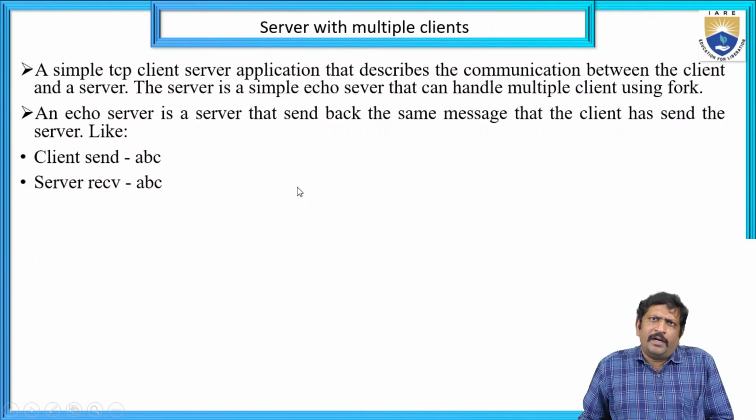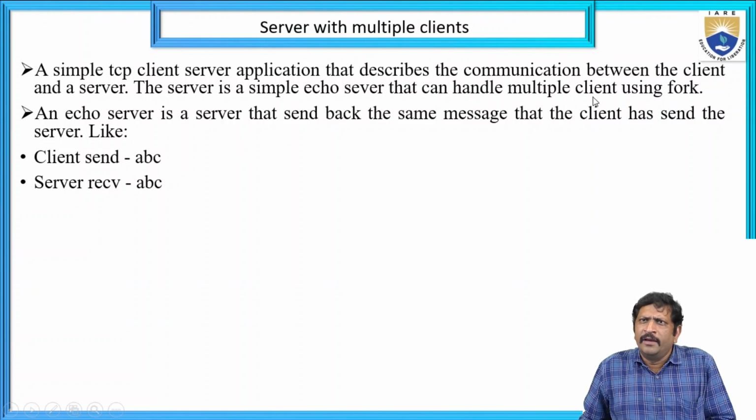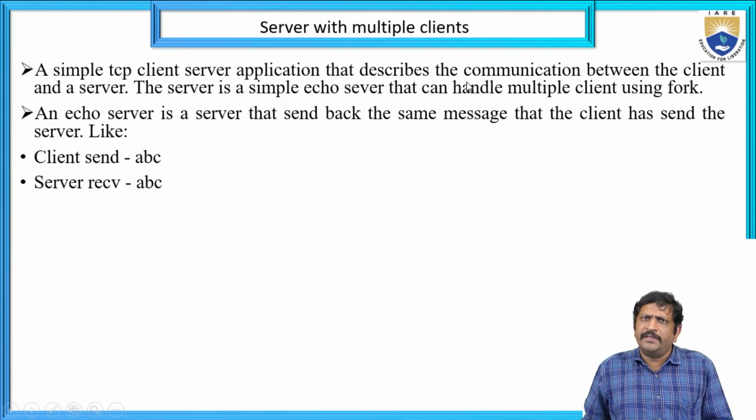A simple TCP, Transmission Control Protocol, client-server application describes the communication between the client and server. The server is a simple echo server that can handle multiple clients using the fork system call. Echo server means whatever message is received from the client, the echo server responds to the client with the same message. That is the meaning of the echo server.